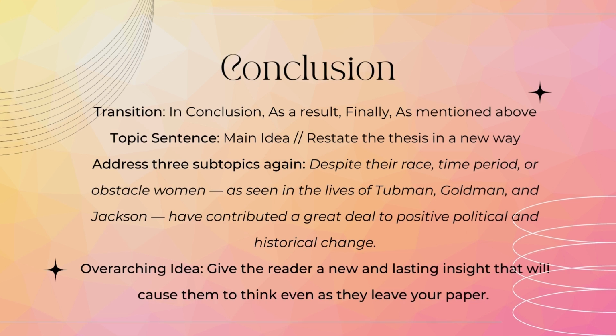So here's an example. In spite of their difference in race, time period, and obstacles as women, Harriet Tubman, Emma Goldman, and Jackson have all contributed a great deal to positive political and historical change. So again, despite their race, their time period, and despite their obstacle as women, as seen in the lives of Tubman, Goldman, and Jackson, women have contributed a great deal to positive political and historical change. So this addresses the subtopics that were seen previously in the essay, first in the thesis statement as X, Y, and Z, and secondly, again, in the body paragraph topic sentences, explained and given evidence and elaborating and reiterating. You've seen these truths, okay? And so your reader should be well acquainted with these ideas.